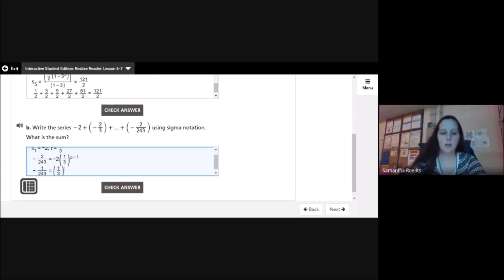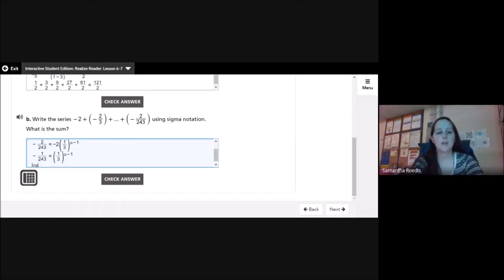1/3 to the n minus 1. Take the log of both sides: log of 1/243 equals the log of 1/3 to the n minus 1. I can bring that down. Gives me 5, and 5 plus 1 is 6. You can't take the log of a negative number. So that's my n value, so n equals 6.